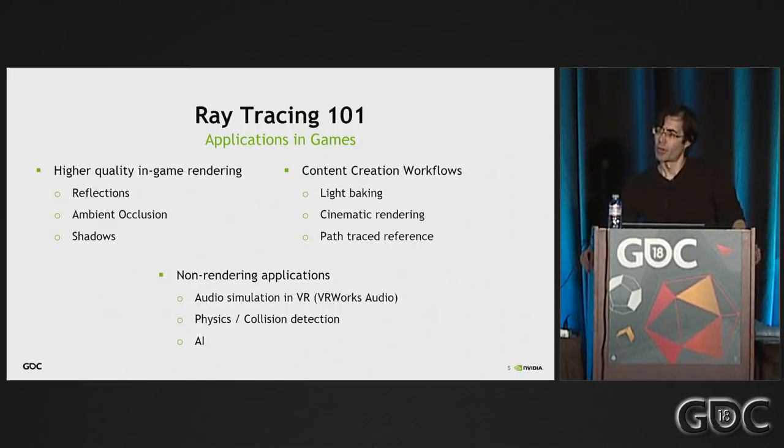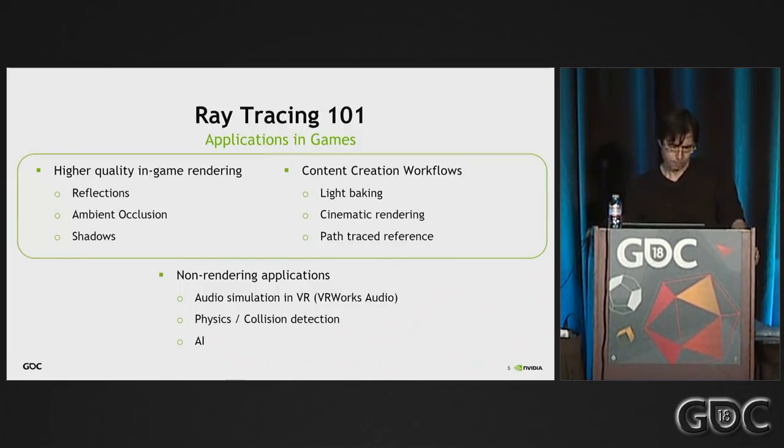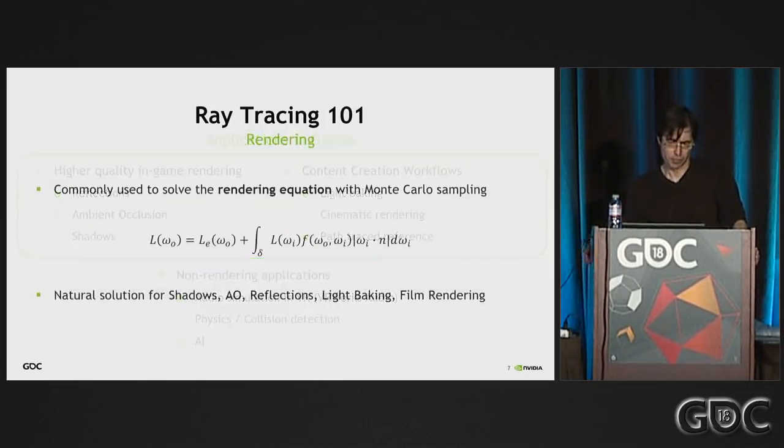There are also other non-rendering applications for ray tracing in games, which we believe this technology can be used for too. One of them, for example, is audio simulation in VR, and we have an API called VRWorks Audio for that, which is built on top of our OptiX API. Other applications are physics and collision detection and AI, for example, to implement visibility queries for agents in the world. We're going to focus in this talk on the top half of this slide, which are rendering-related applications.